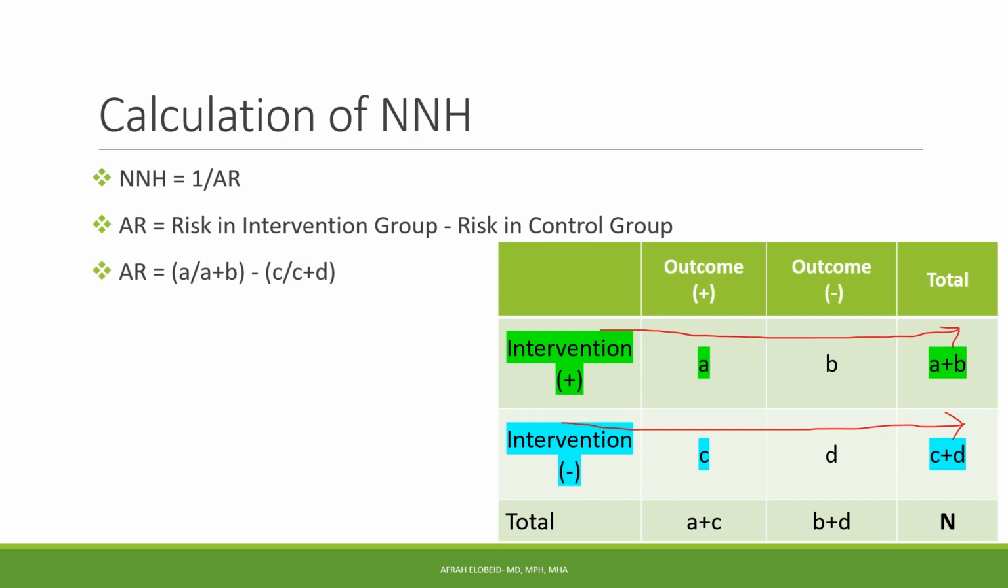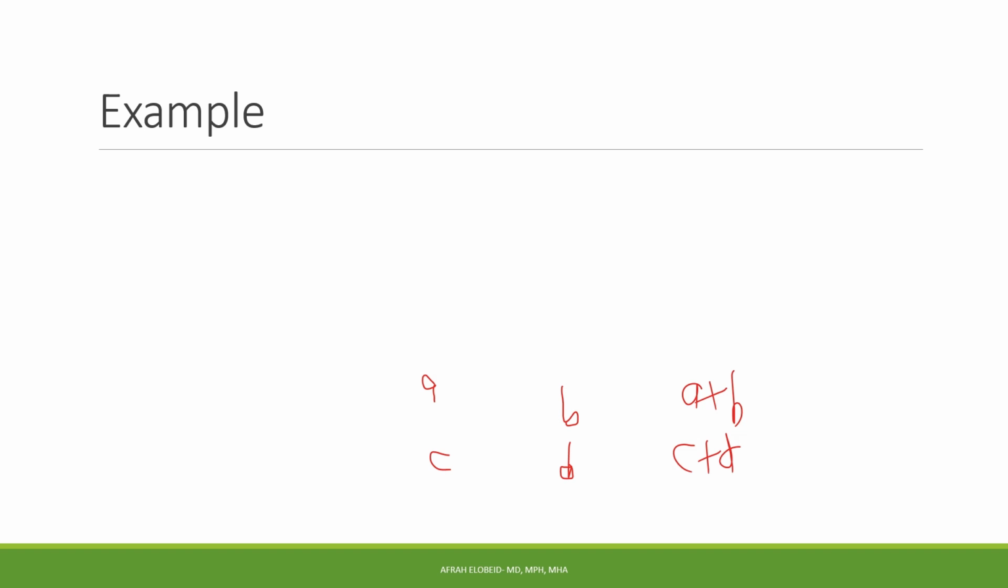In terms of mathematical equations, the attributable risk equals A over A plus B minus C over C plus D. It's very important to be mindful when you put the equation, because if you compare it with our calculation for the number needed to treat, where we use the absolute risk reduction, we put the control group first. Here, no, we put the intervention group first, and then we do the subtraction. And after that, we will discuss the example to make it clear and practical.